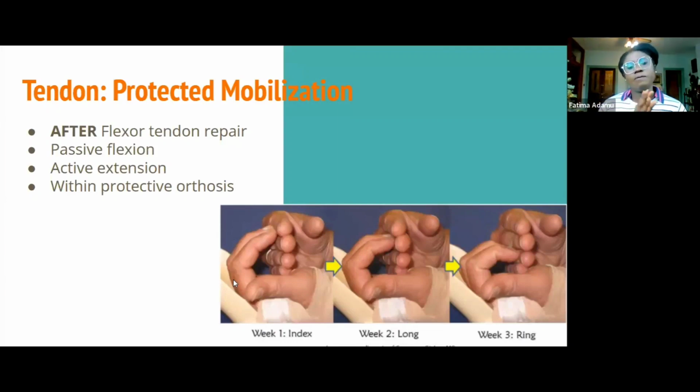So this isn't meant to be a tutorial. It's meant to just show how structured this rehabilitation process can be, right? We're trying to start to glide the tendons in a way that's protected and very strategic so that we can facilitate motion down the road.